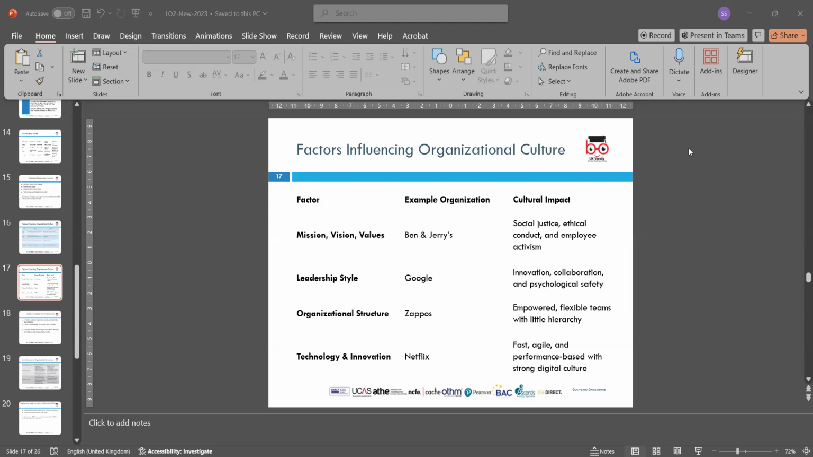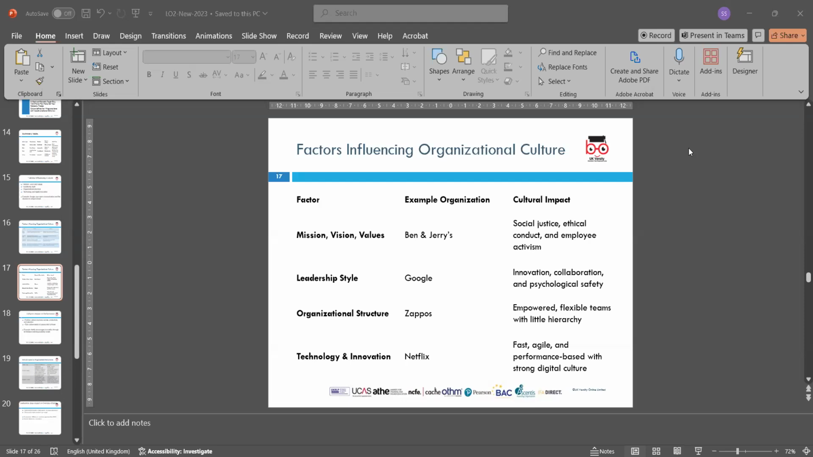So what is the impact on culture? How is such a vision influencing the culture? They are encouraging activism, fairness, and employee engagement in social causes. So they are focusing on a culture of social justice, fun, and ethical business practices. When they are making any business decision, they consider ethical business practices and social causes along with business profit and business growth.